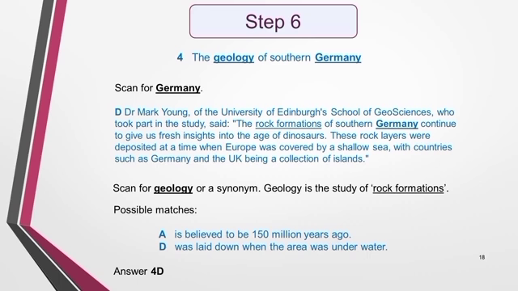I now go to the two potential sentence endings and look for matching keywords and meaning in these. I've got A, is believed to be 150 million years ago, and D, was laid down when the area was underwater. Reading the paragraph in detail, I can see no mention of a period of time, so doubt that it could be answer A. Answer D, however, has the phrase, the area was underwater, which is a near perfect match for the phrase in the text, covered by a shallow sea. This must be the answer. I fill it in and I'm done.